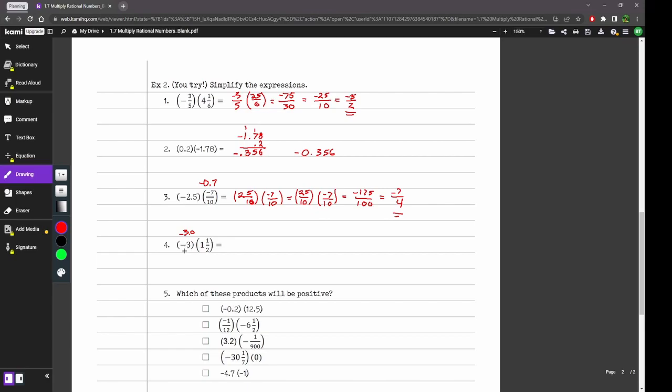Now, anytime you want to turn a whole number into a fraction, it's really easy. You just put it over 1. That is now a fraction. So we end up with negative 3 over 1. And then we're going to do 2. We end up with 3/2 over here. Negative 3 times 3, we end up with 9. 2 times 1 is 2. That's our answer.